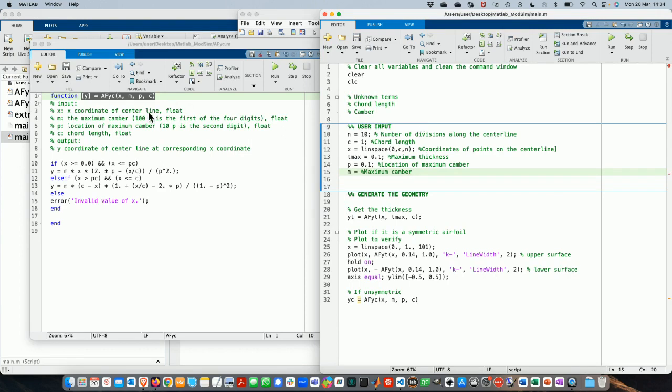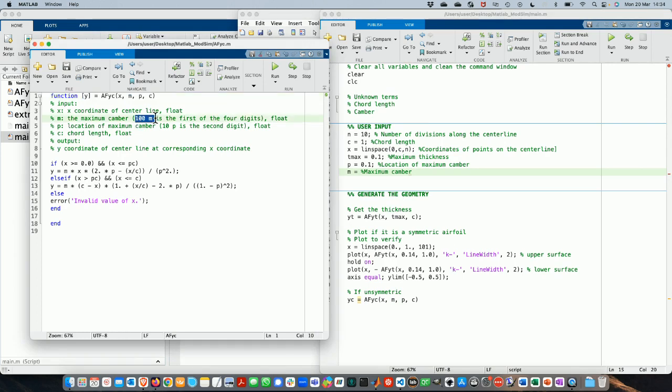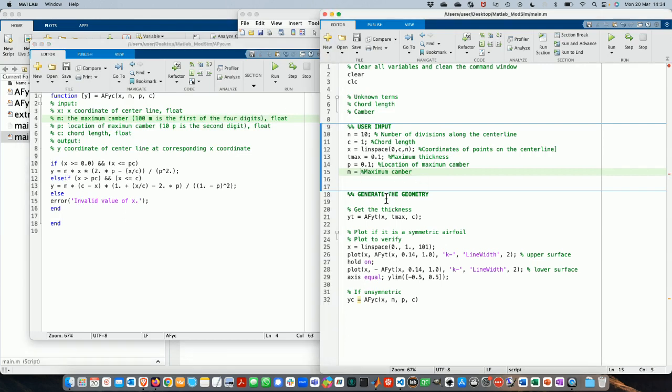So it says here in this comment, if you notice, 100 into M, where M is the first of the four digits, and 10 into P, where P is the second digit. So it's like saying, okay, if your NACA is 23012, then that first 2 and 3 means something in there. The camber is 23% across the foil, right? Probably. Is that so? I don't know. I think I messed that up big time.